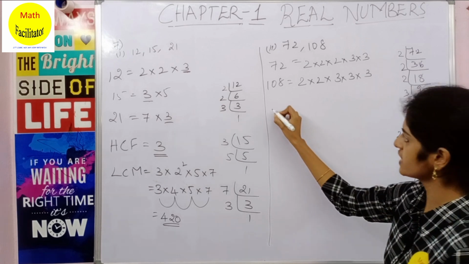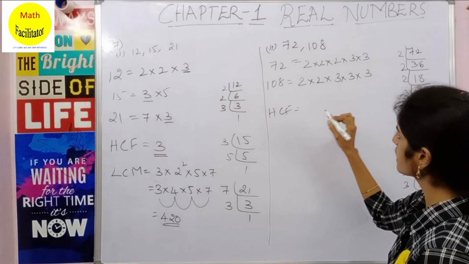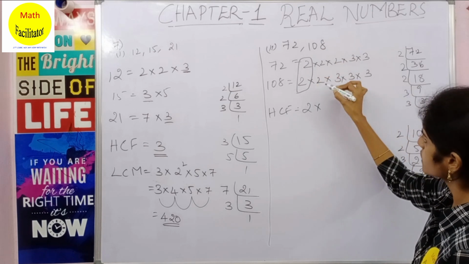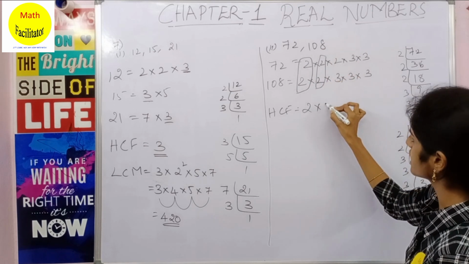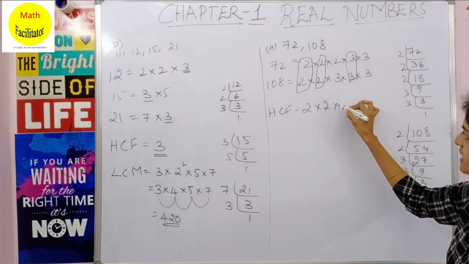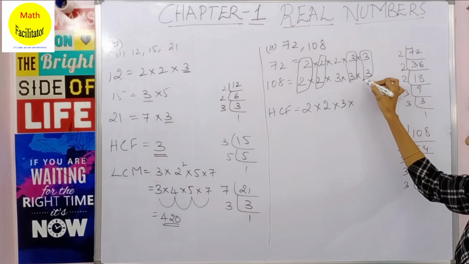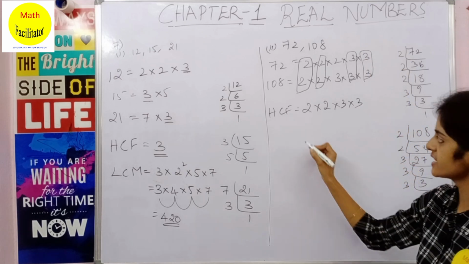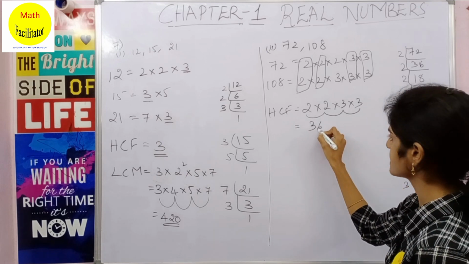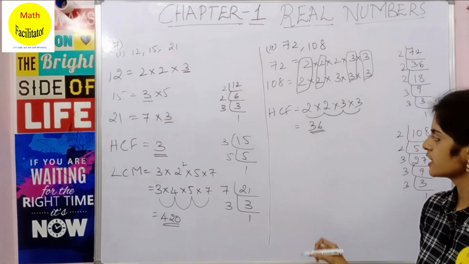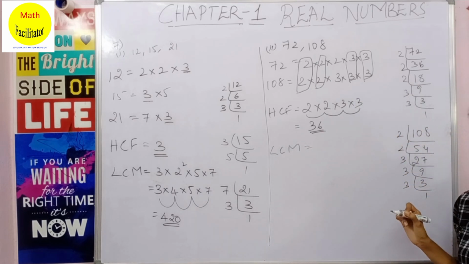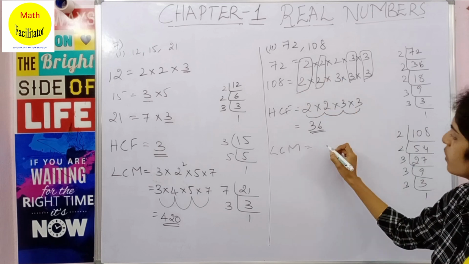Okay, so now the HCF. HCF is nothing but the common factors you will take. Now 2 is common, so you will write 2. 2 is common again, so write 2 again. Now here you can see 3 is common, so you will write 3. And here also 3 is common, so write 3. So it is nothing but 2 twos are 4, 4 threes are 12, 12 threes are 36. So HCF is 36. Now what about LCM? LCM is nothing but you will take the highest power of the common factors. Now here in 2, what do you have?